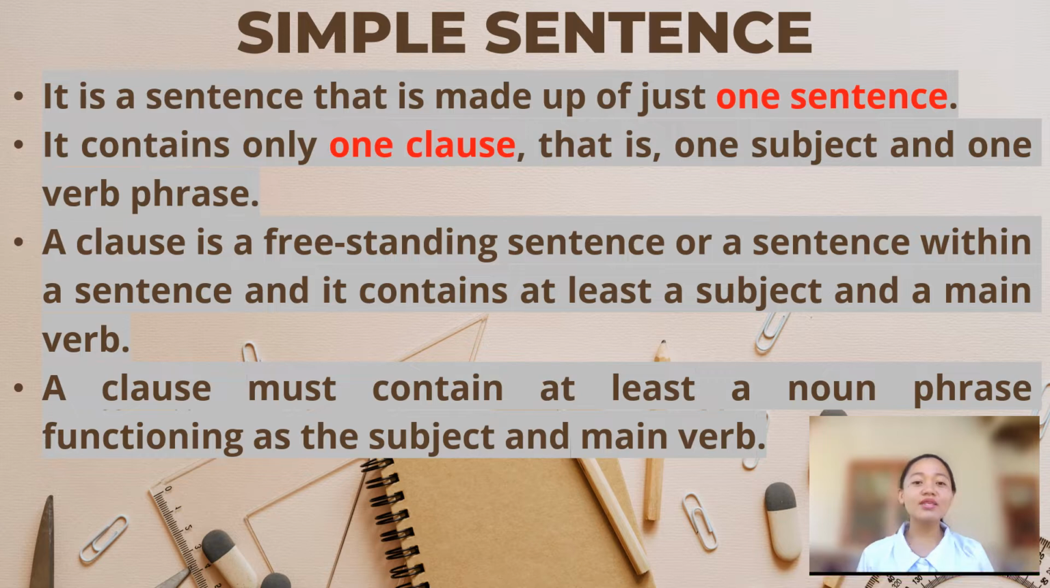Okay, when we say simple sentence, it is a sentence that is made up of just one sentence. It contains only one clause, that is one subject and one verb phrase. A clause is a freestanding sentence or a sentence within a sentence, and it contains at least a subject and a main verb. A clause must contain at least a noun phrase functioning as the subject and a main verb.